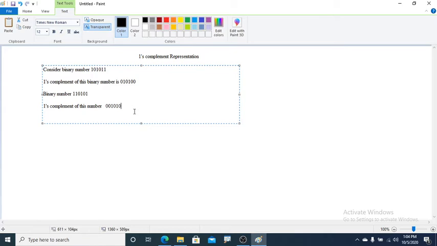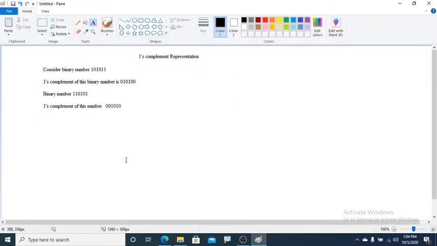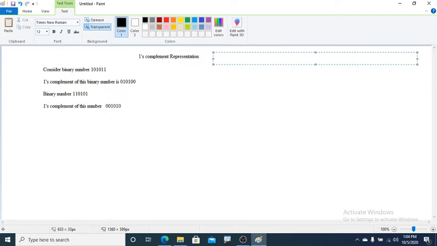Okay, now I will write the two's complement representation. So in this two's complement representation, how? Consider a binary number.